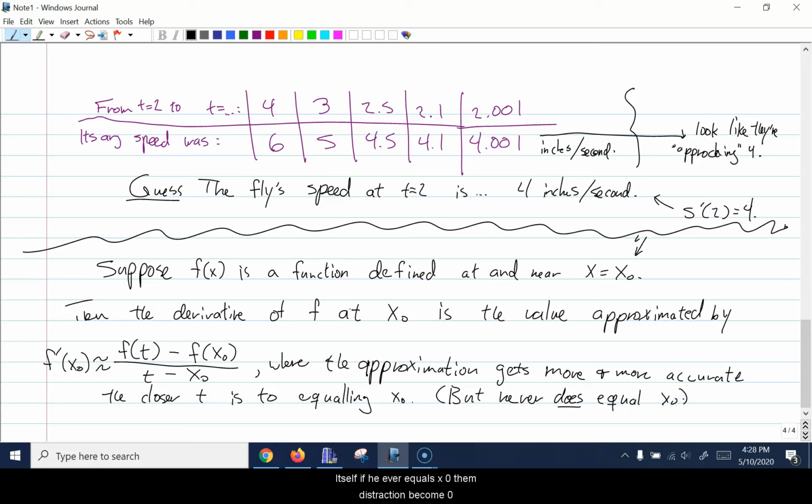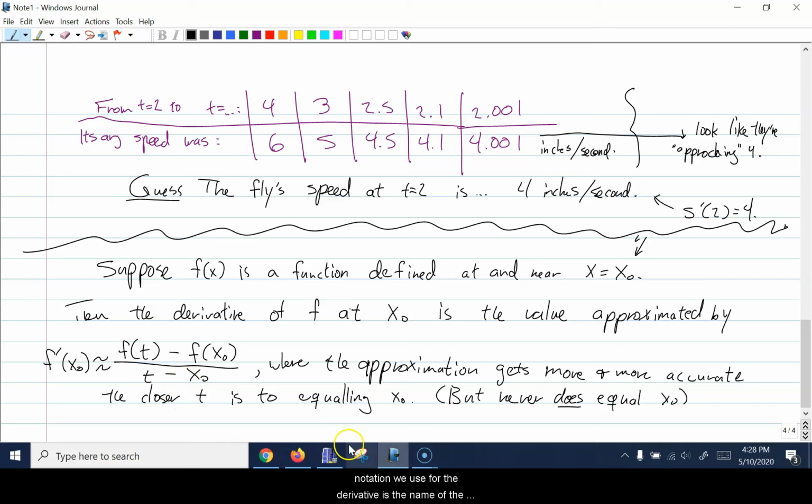but never equaling itself. If t ever equals x0, then this fraction becomes 0 over 0 and is suddenly undefined. But you can get as close as you want, and it is defined. And if, as you get closer and closer, these numbers get closer and closer to something, then that something is defined to be the derivative.